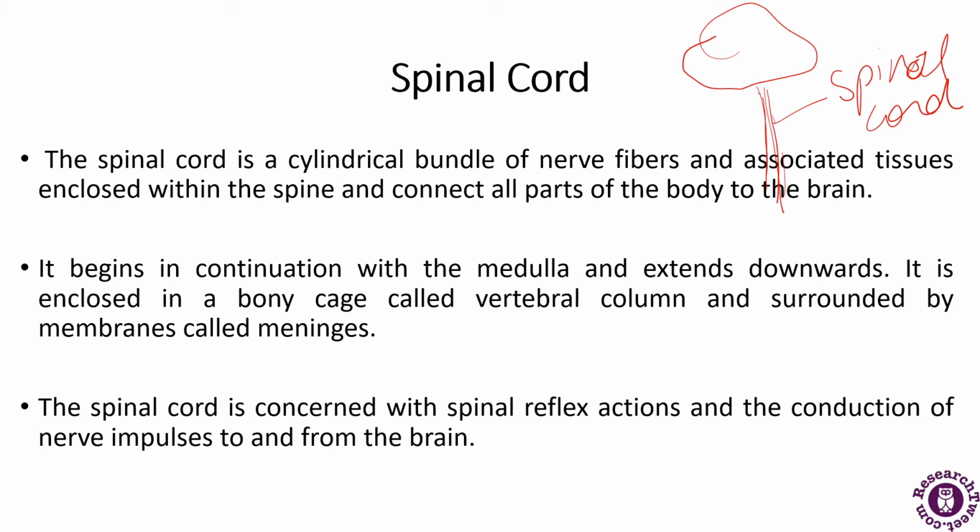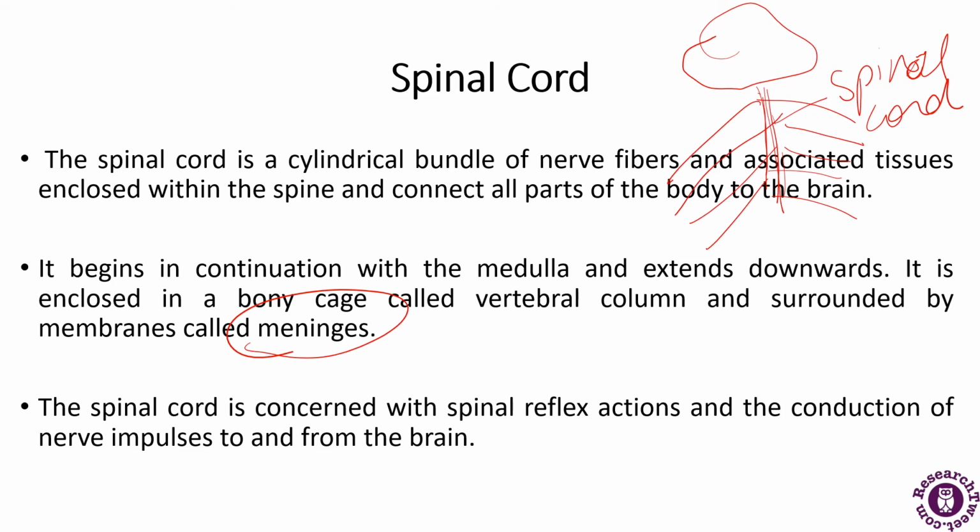The central structure of the spinal cord is made up of gray matter, that is the nerve bodies, and the external or surrounding tissue is made up of white matter. It begins in continuation with the medulla and extends downwards, with several nerves spreading all around the body. It is surrounded by membranes called the meninges. The spinal cord is concerned with spinal reflex actions and the conduction of nerve impulses to and from the brain. So this is the spinal cord.